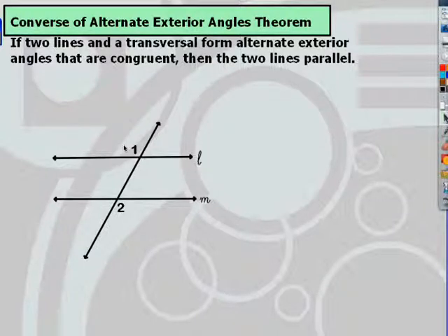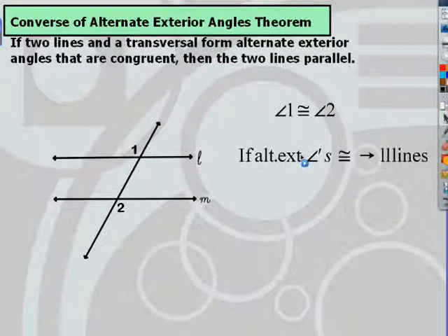Okay, the next converse is about alternate exterior angles. I'll give you some time to go ahead and copy everything down. So like before, if I know that 1 and 2 are alternate exterior angles, which they are given the diagram, and I know that 1 is congruent to 2, and they're exterior angles, if alternate exterior angles are congruent, that tells me I have parallel lines. In this diagram, which lines are parallel? Again, L and M.